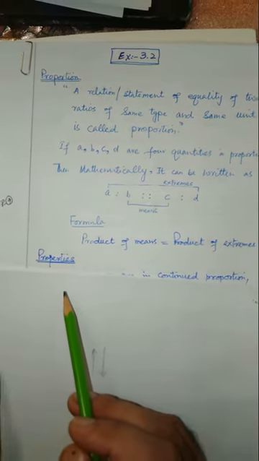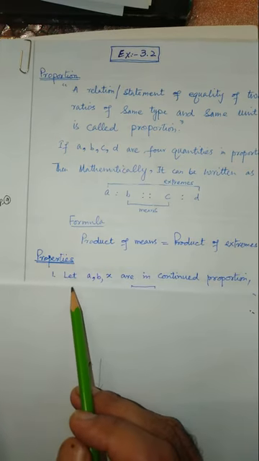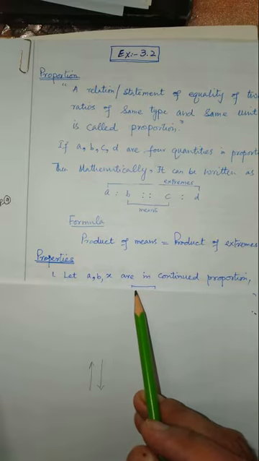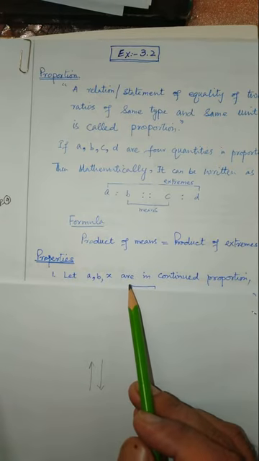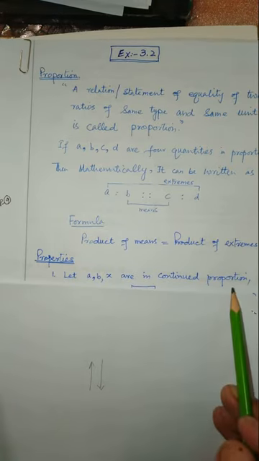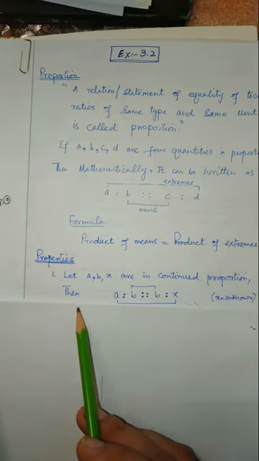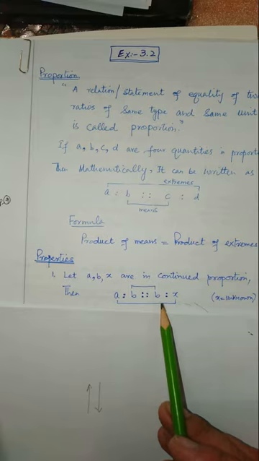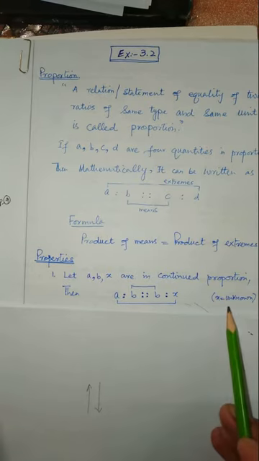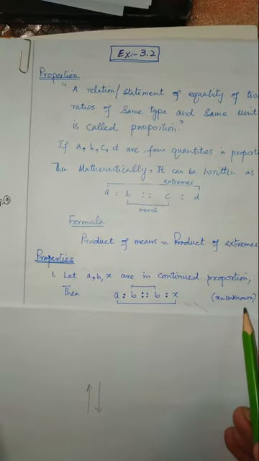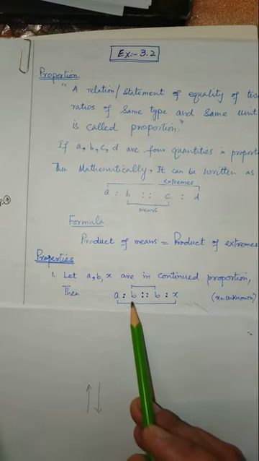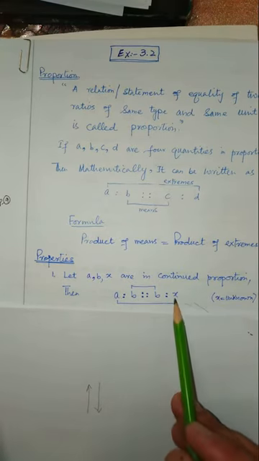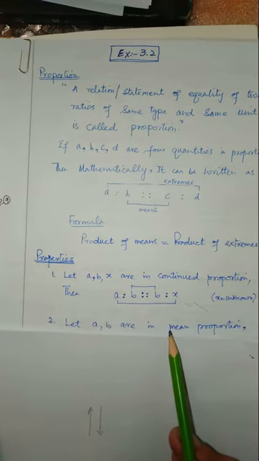Properties of proportional. Let A, B, X be three quantities in continued proportional, then we can write A : B :: B : X, where X is the unknown quantity or unknown value. These two Bs are called means and A and X are called extremes.